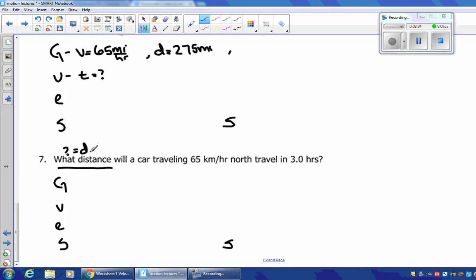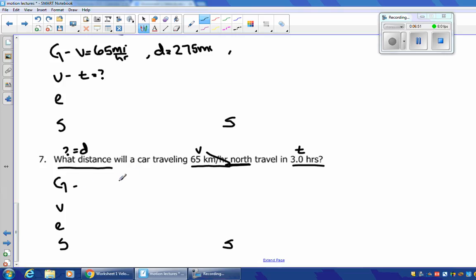Well, a car traveling 65 kilometers per hour, so that's a distance over a time. So that's what? Velocity, since it's north especially, right? In 3 hours, that's a time, right? Okay, so let's go ahead and list our givens here. Try it in your head. Our givens, what numbers were given?